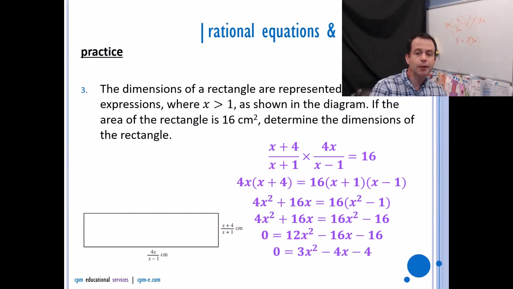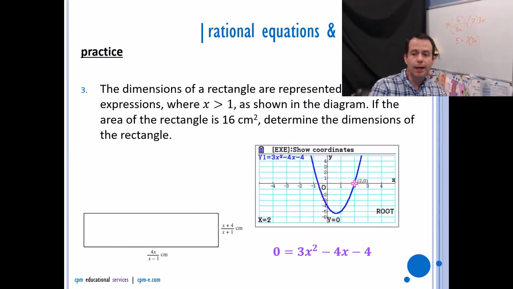Okay, and now I'm going to graph it. So I graph that and I look for the x-intercepts because it equals 0. On a TI, you'd have to put y2 as 0, and you'd go second trace 5, enter, enter, enter to get the x-intercepts. On a Casio, you go g-solve root.